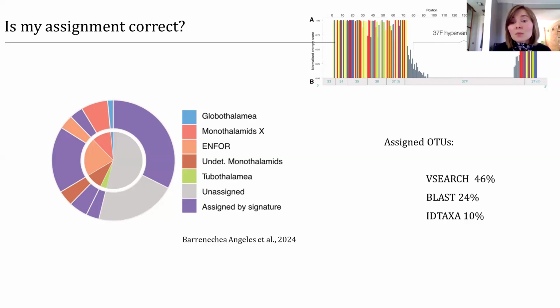Here you see an example of a study where the authors used these tools to identify the sequences. And you see that the number of identified sequences was very different depending on the tool, and it did not exceed 50% in any case. So it's not that much.